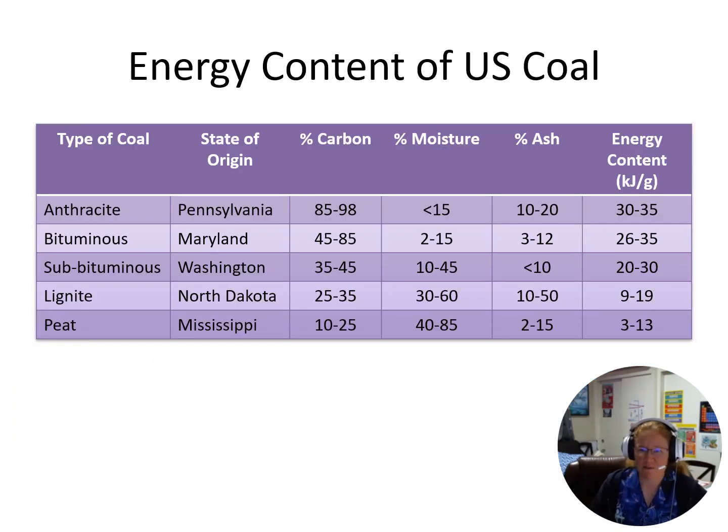Our coal in the US, our anthracite, not a lot of moisture, so we get more energy from it. We also get a lot of ash from it. And then that lignite, we don't get a whole lot of energy from it, and it's pretty moist, and that's why. So this is where we find a lot of our coal deposits in this country.